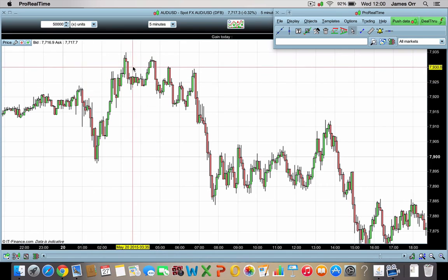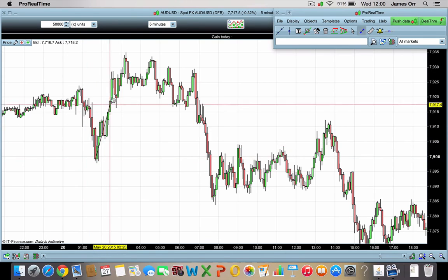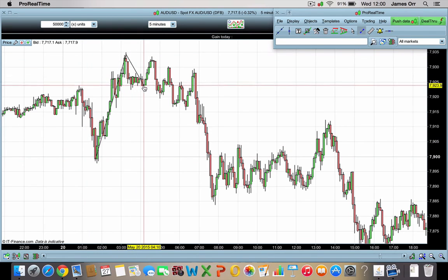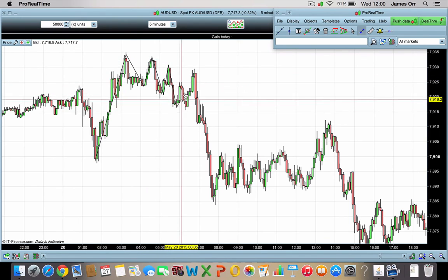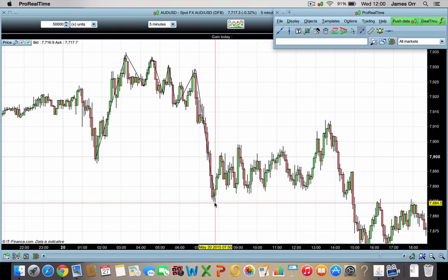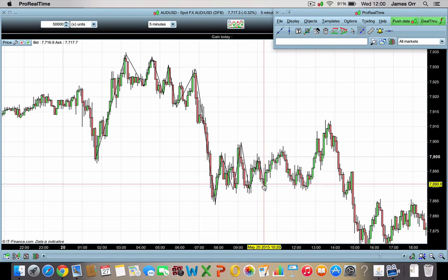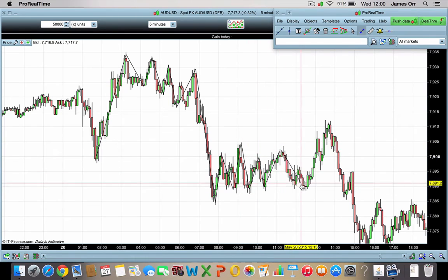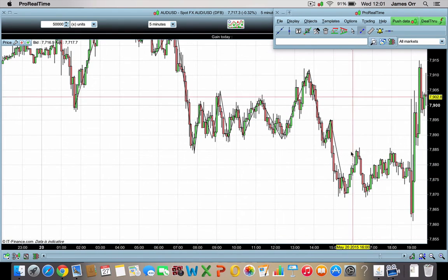So, okay, this is the 5-minute Australian dollar, US dollar, and all you need to do is take the arrow function, or if you haven't got an arrow function, you can take line function. It doesn't really matter. You can draw lines. And what you're doing is you're basically tracing how the market has moved, like this. Just trace the market out. There's one there. It takes a little bit of time, but it's a great way to learn how to draw support and resistance. If I just drag down, I'll just do it a little bit more to show you.